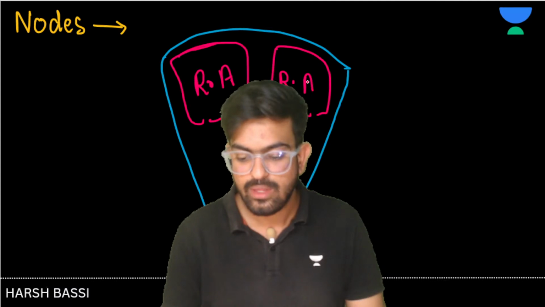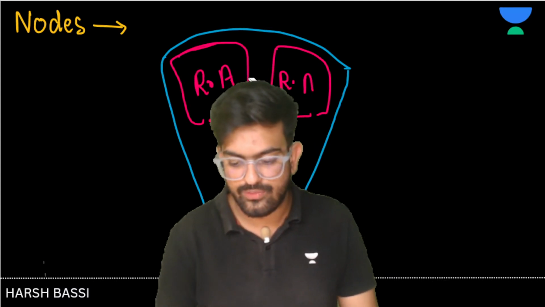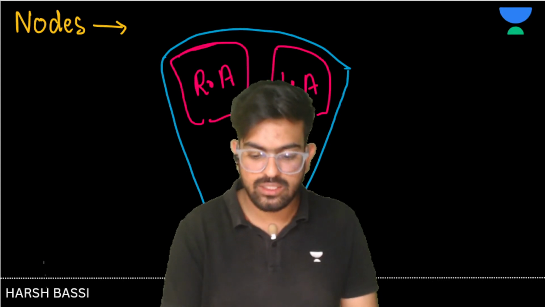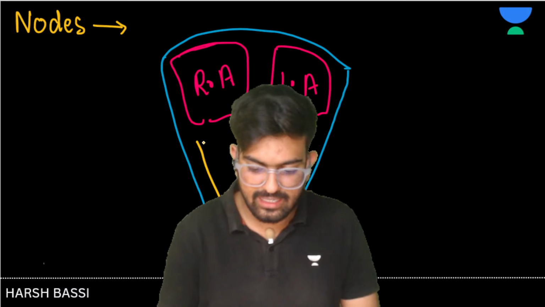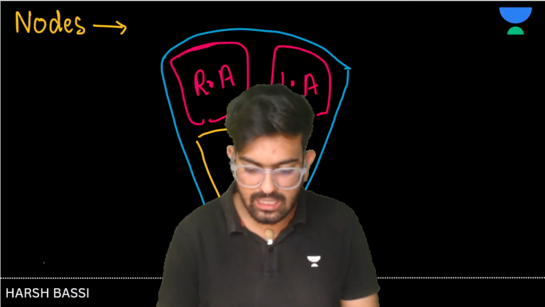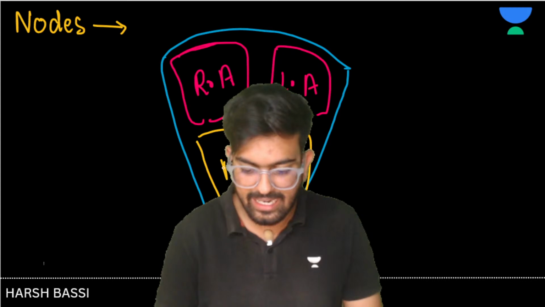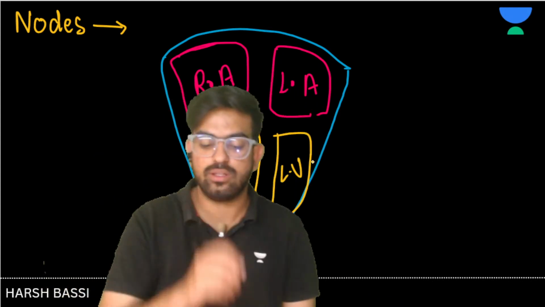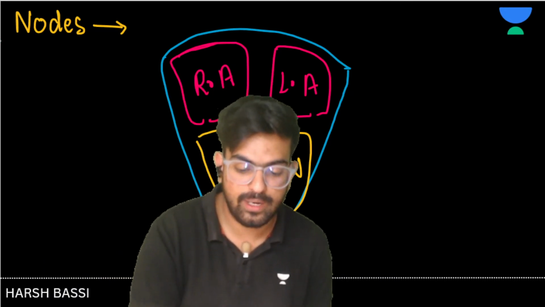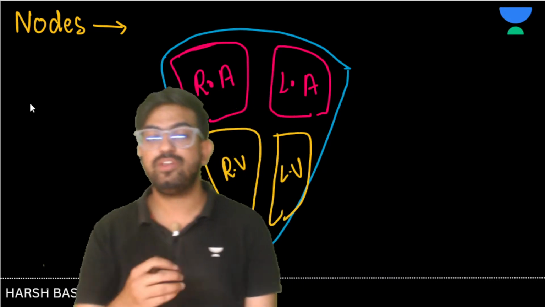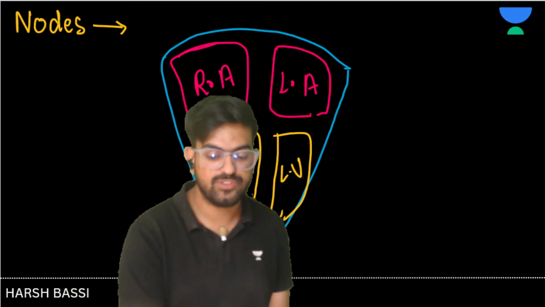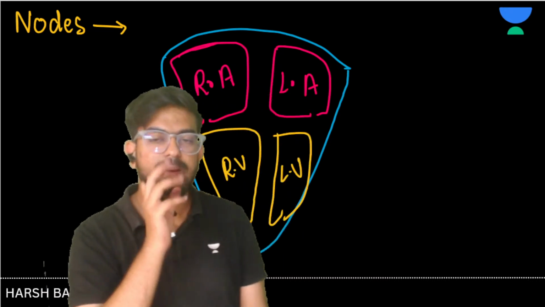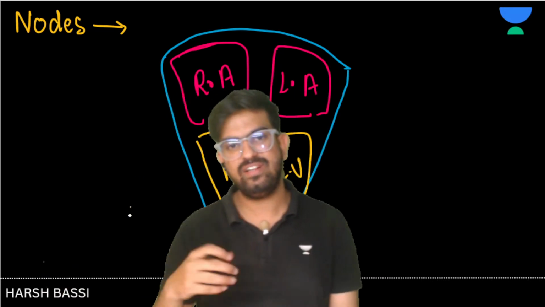So right auricle and left auricle, and this is the right ventricle and left ventricle. Okay. Now see, there is the main person who is responsible for generating the impulse. First of all, what will happen? First of all, the brain will send the signal, and the heart will start.